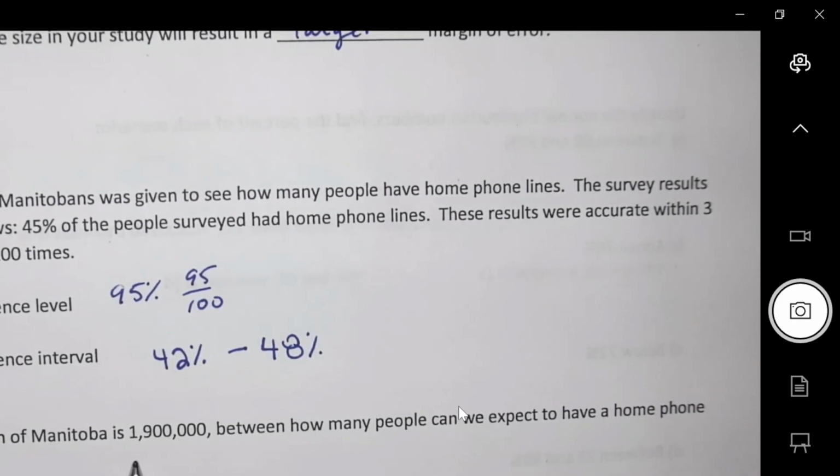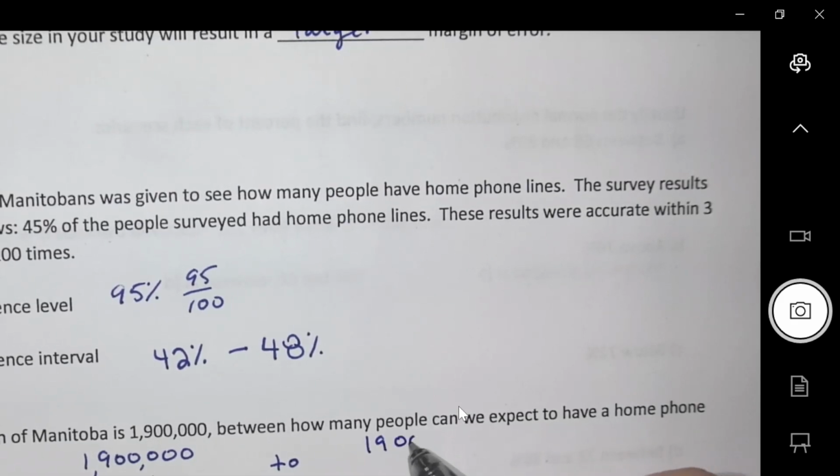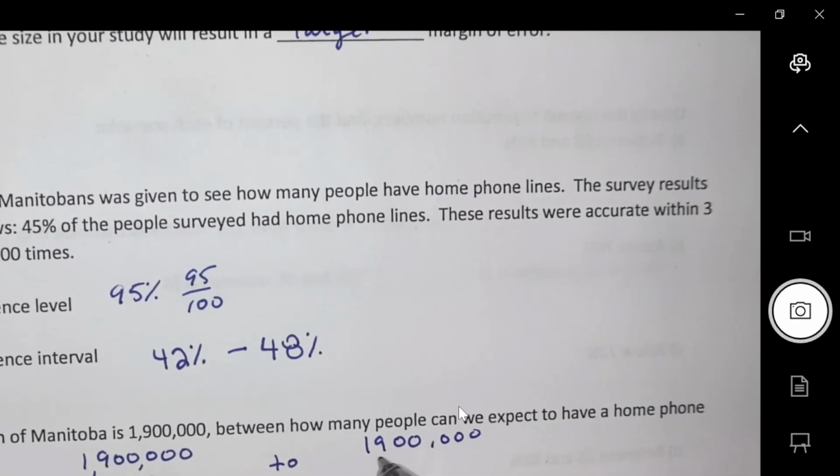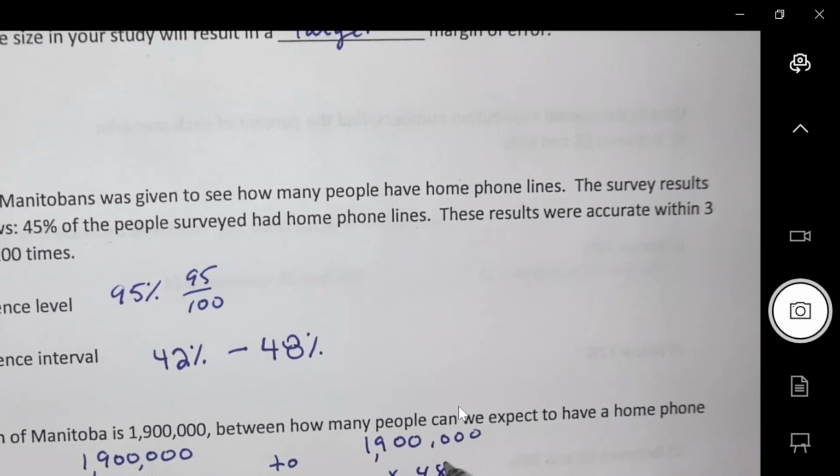If there's 1.9 million Manitobans, how many people will we expect to have phone lines? We're going to take this number times 42%, but how do you do that in a calculator? 0.42. And then we're also going to do the same thing times 0.48.